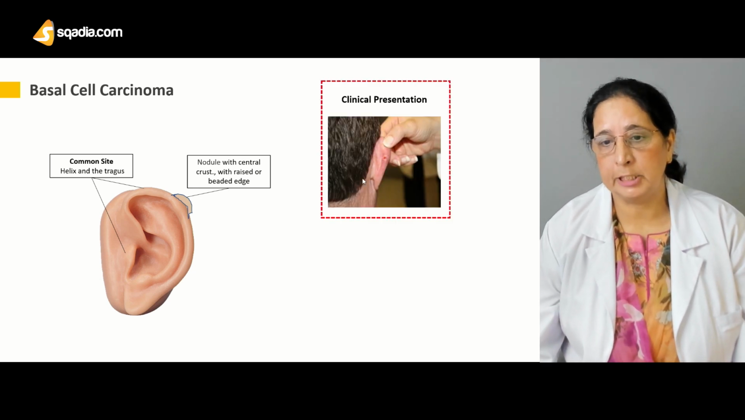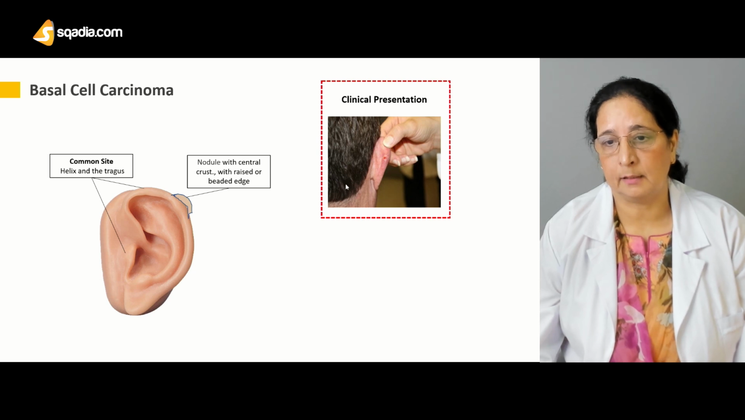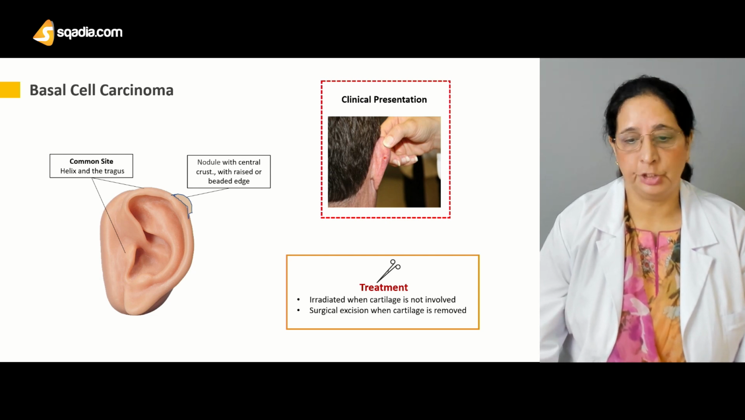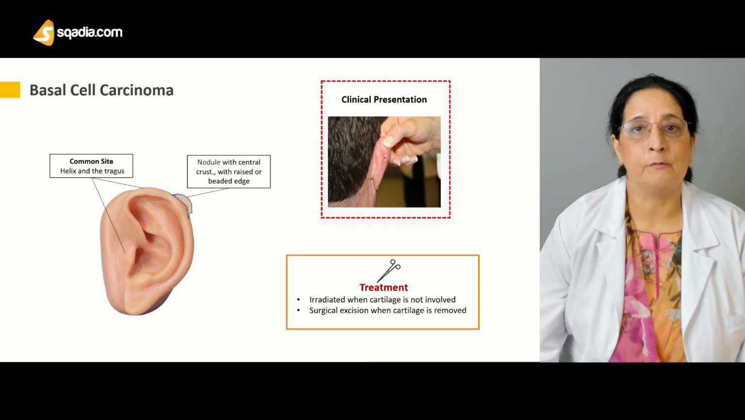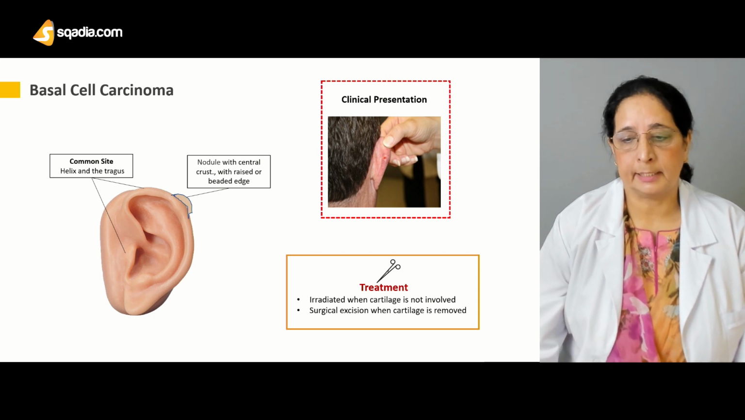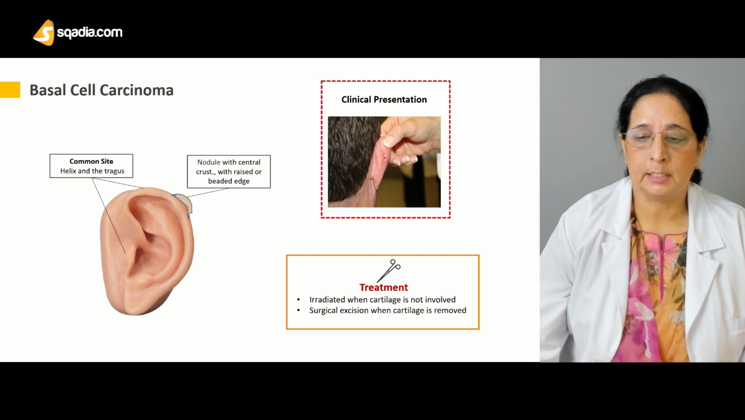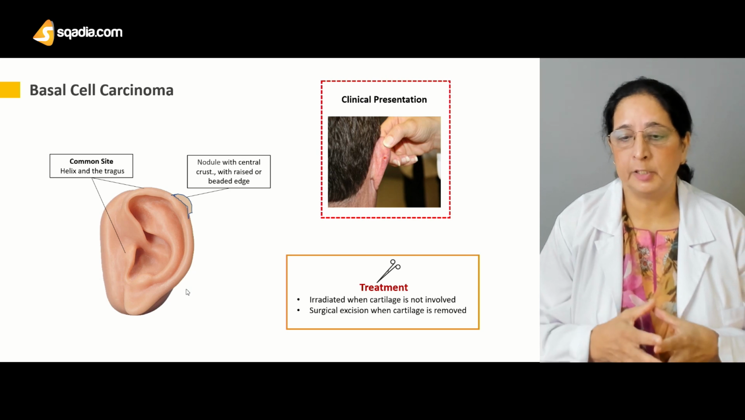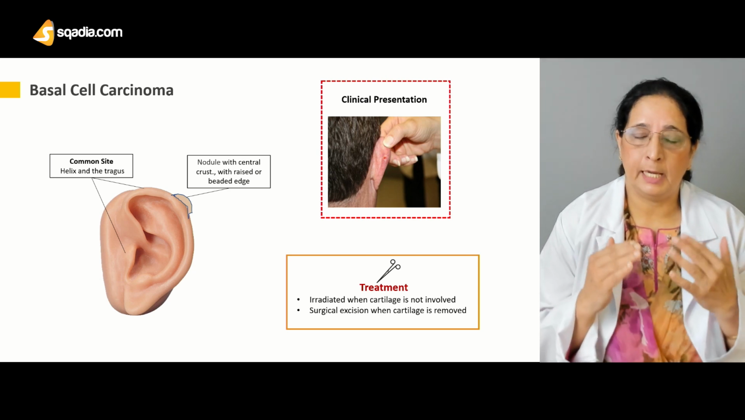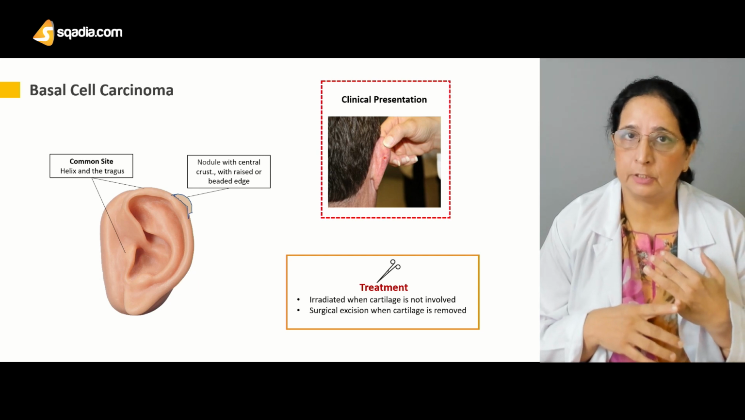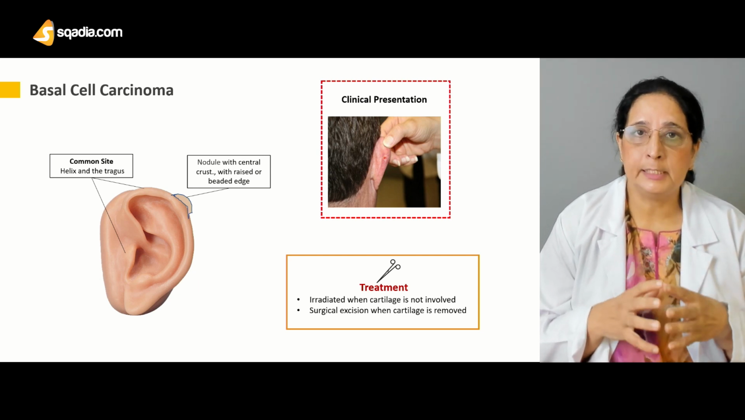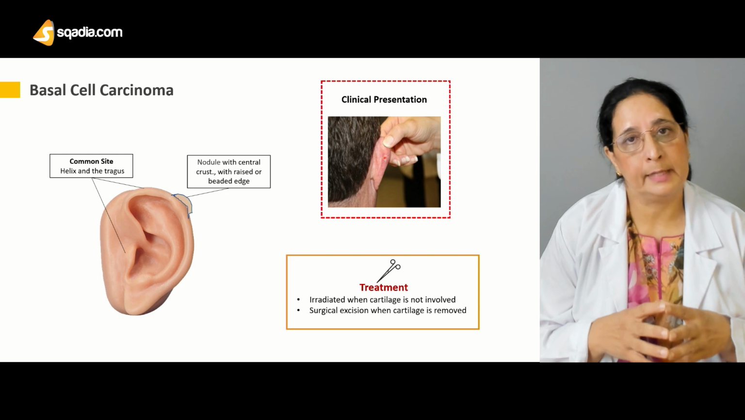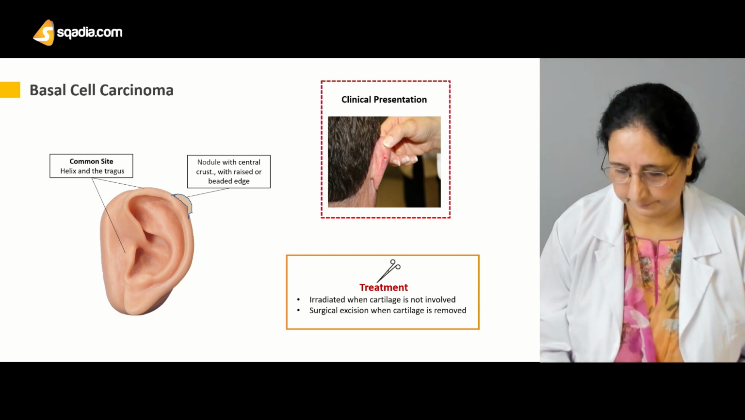That's the clinical presentation of basal cell carcinoma. Treatment is eradication when cartilage is not involved, and surgical excision when cartilage is involved. So these are the two treatment options: eradication if the cartilage is not involved, but if cartilage is involved, we need to surgically remove the involved cartilage.